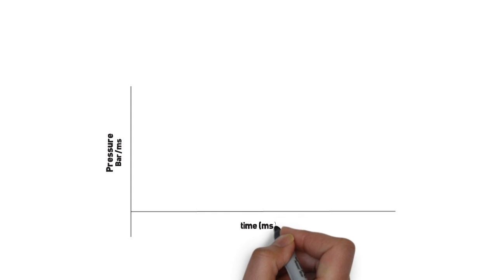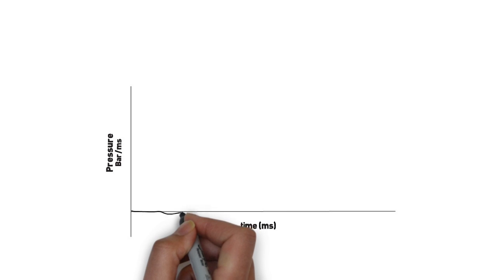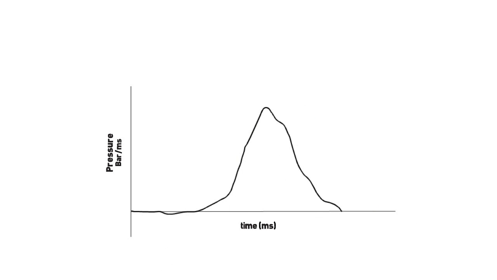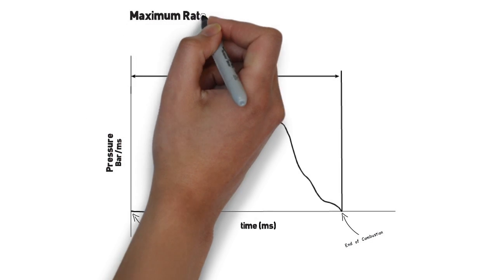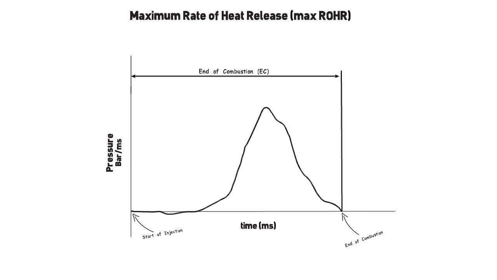Now we are going to look at a different graph. Here on this graph, we will look at pressure rate over time. The y-axis is representing the pressure rate, and the x-axis is representing time in milliseconds. This is the point of the start of the injection, and this is the end of combustion.